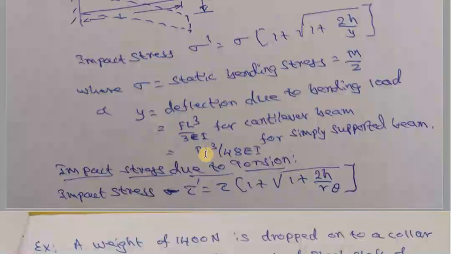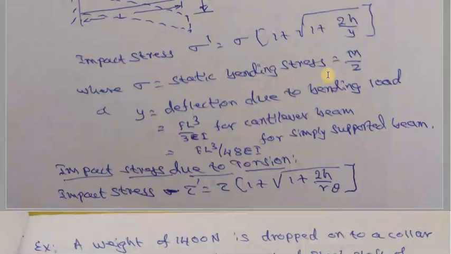Where this F is the same as W, which is applied at the end of the cantilever beam or at the middle of the simply supported beam. L is the length of the beam, E is the material property of the beam, I is the moment of inertia which depends on the cross section of the beam. So once I know this equation, I can calculate the deflection value.